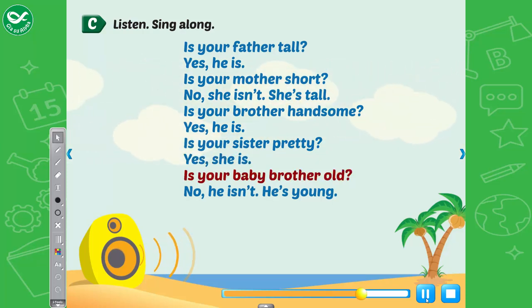Is your baby brother old? No, he isn't. He's young.